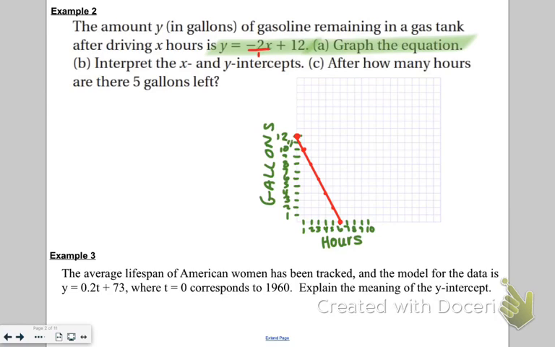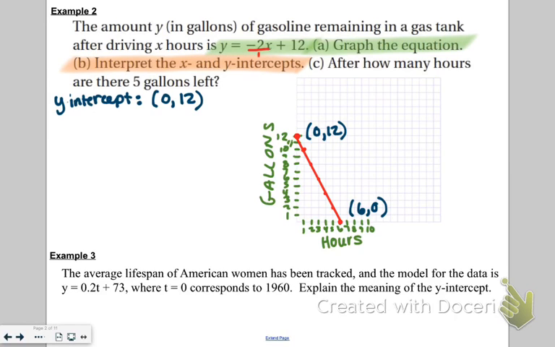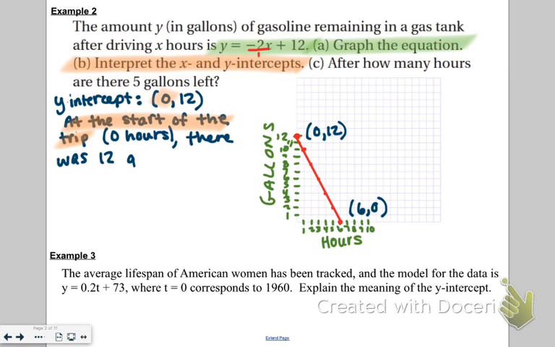Now let's talk about what those x and y intercepts mean. The x and y intercepts are 0, 12, and 6, 0. Let's start with the y-intercept. That's 0, 12. So again, talk about what 0 means and what 12 means in terms of the labels. So at the start of the trip, aka 0 hours into it, there was 12 gallons of gas in the tank. That talks about the y.